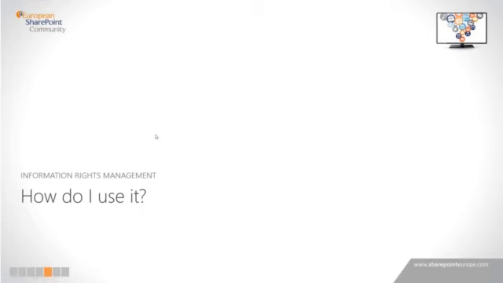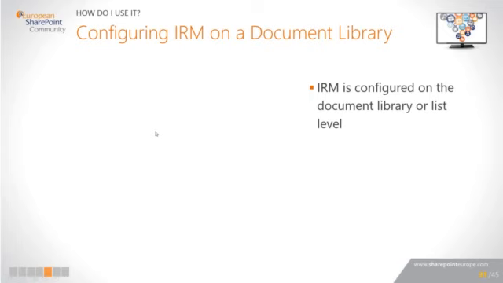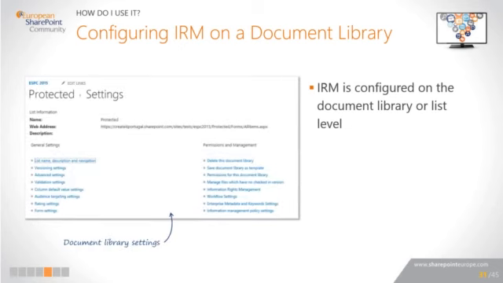So the final question that remains to be answered is, how do I use it? In SharePoint, IRM is always configured at the document library or list level. This means that you have to start at the library settings page. If you have IRM set up in your SharePoint tenant or farm, you'll see an Information Rights Management option in the Permissions and Management group.